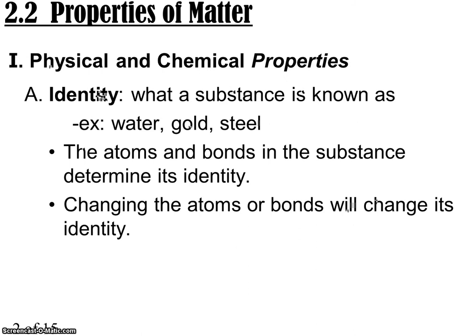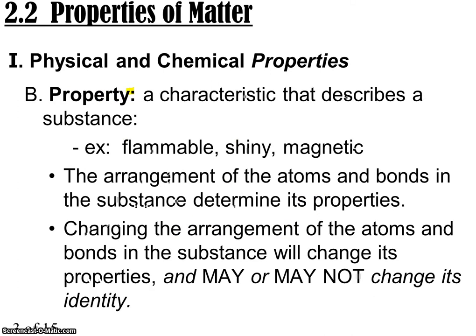So first we need to talk about what the identity means to a substance. This is what a substance is known as. For example, water is known as water, or H2O. Gold's identity is gold. What determines the identity of a substance is the atoms and the bonds between atoms that make that substance. So if we change the atoms and the bonds in the substance, that is going to change the identity of the substance. A property is a characteristic that describes the substance.